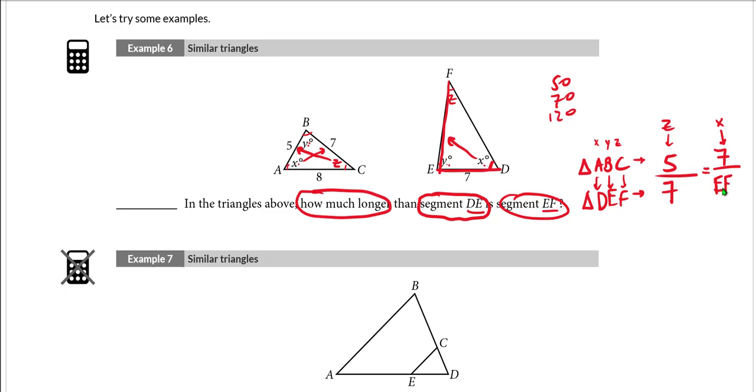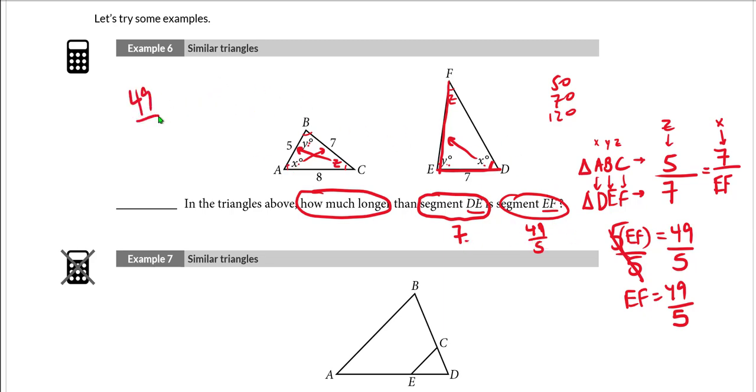So what I'm going to do is cross multiply. I'm going to get 5 EF. I'm going to put EF in parentheses just so it's a little separated, equals 49. And that means that EF equals 49 over 5. Now I'm going to go right into the calculator. So segment DE is 7 and segment EF is 49 over 5. They want to know how much longer than 7 is 49 over 5. So I'm just going to do it in my calculator.